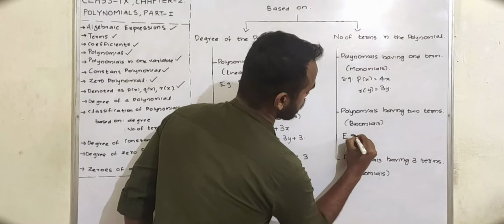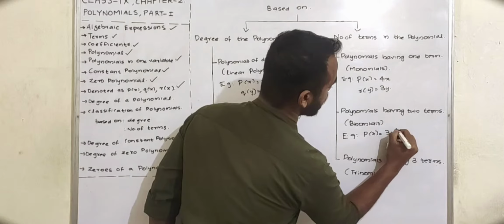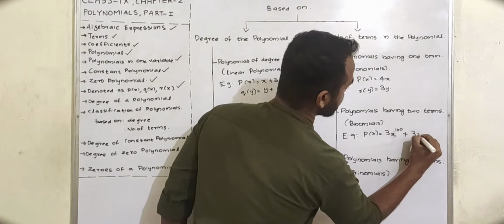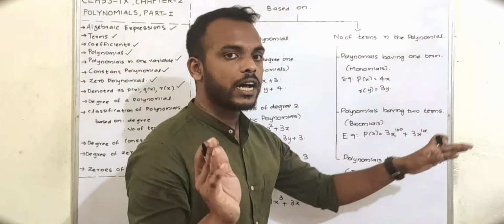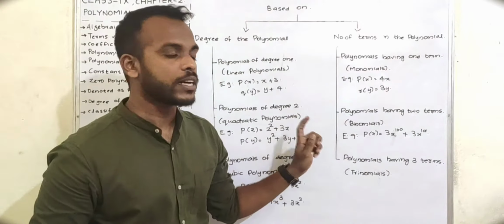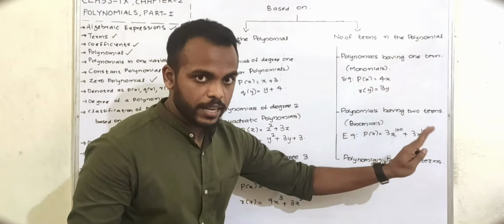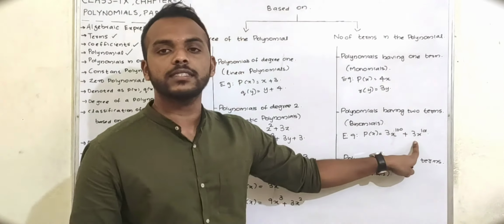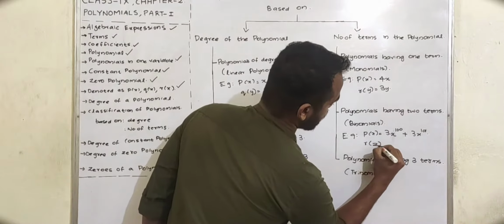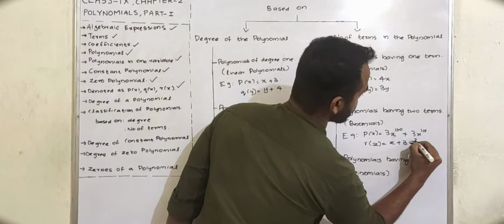Now let's write some examples for binomial. P of x is equal to 3x raised to 100 plus 3x raised to 101. Here we are not bothered about the degree of the polynomial. We just have to concern ourselves with only 2 terms. So if the polynomial has 2 terms, it's called a binomial. Then r of z is equal to z plus 3z square. How many terms?